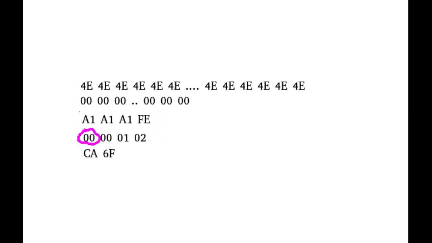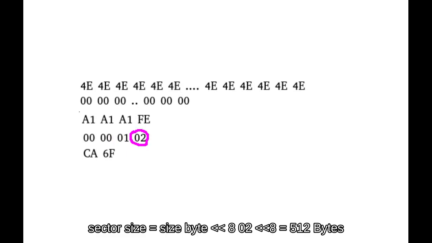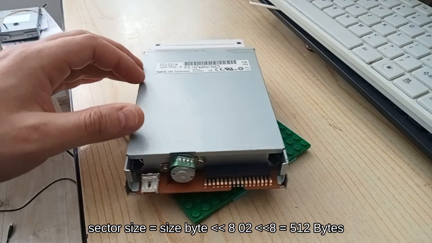The sector header contains 1 byte track number, 1 byte head number, 1 byte sector number, and 1 byte sector size, the upper bits of a 16-bit number. Then the sector data. A bunch of 4E sync bytes. A bunch of 00 sync bytes. Then signature A1 A1 A1 FB.